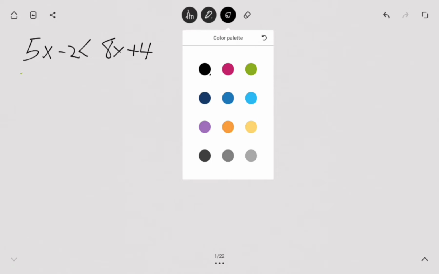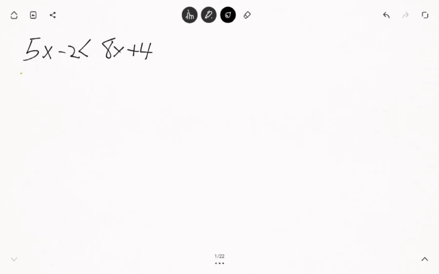Now, with that in mind, the first thing we need to do is to maintain the 5x over here. Then we bring the 8x across the inequality sign. It becomes negative 8x less than, we maintain our 4 here and we send the negative 2 to the other side of the inequality sign. It becomes plus 2. So from here, we just go ahead and do simple arithmetic. 5x minus 8x will give me negative 3x less than 4 plus 2 will give me 6.